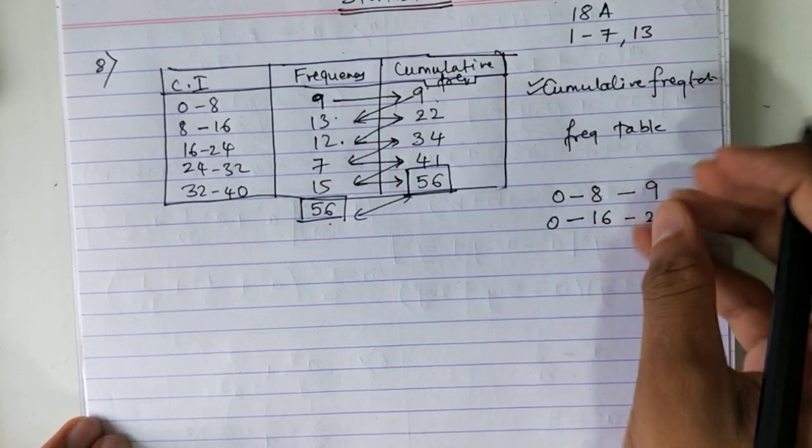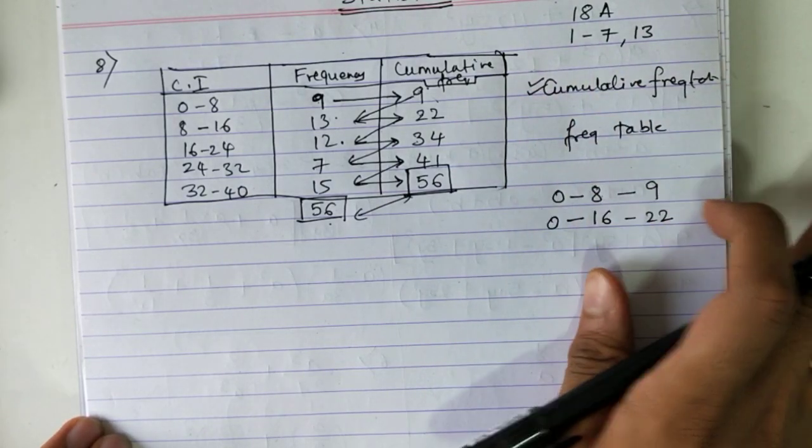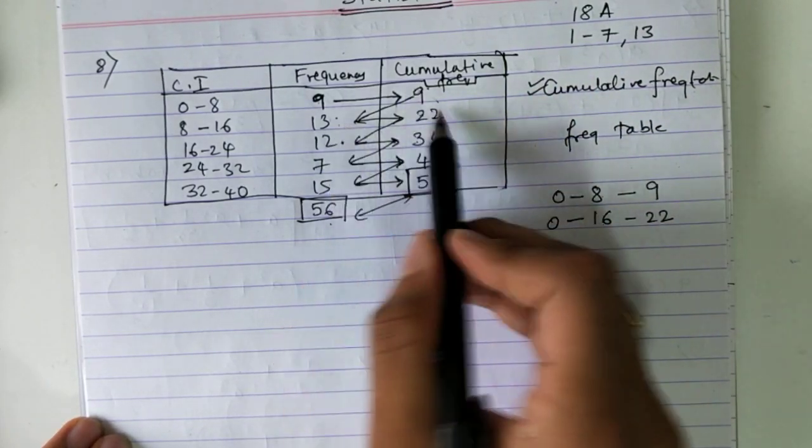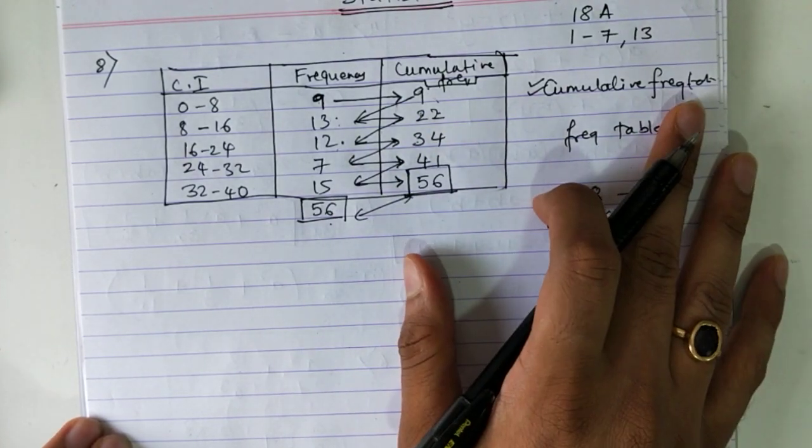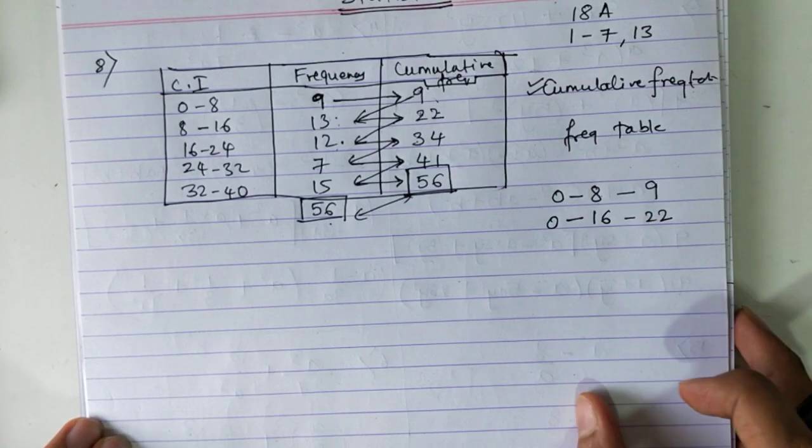Also, they won't ask you what it means, they will directly ask you to find the table. So you should know the formula that 9 + 13 is 22, 22 + 12 is 34, that way. Okay, so let's try one more sum here.